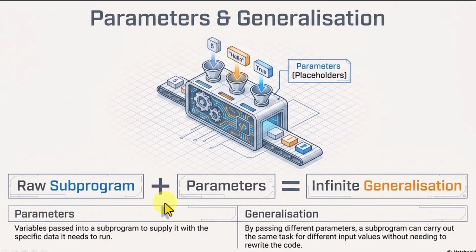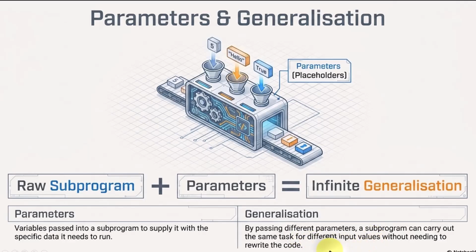Then see, a subprogram with parameters, to which you can later give different values, makes for an infinite generalization. It means this code can be used for different inputs without needing to rewrite it. So by passing different parameters, a subprogram can carry out the same task for different input values without needing to rewrite the code.